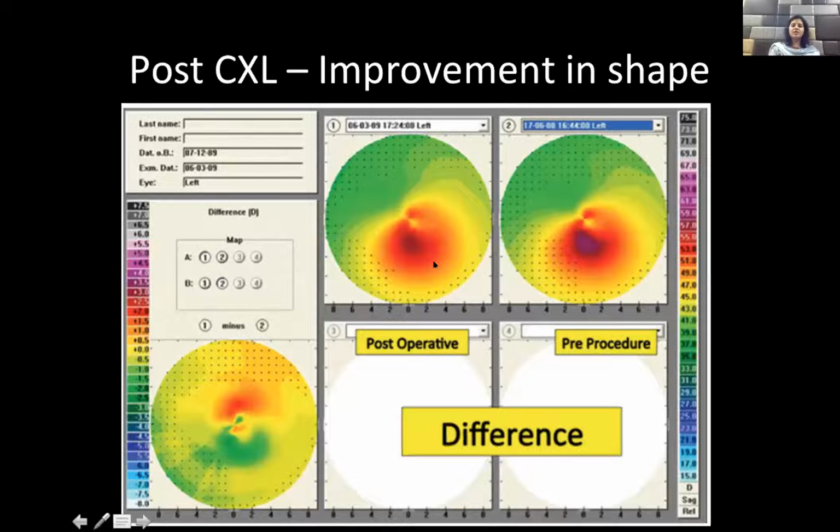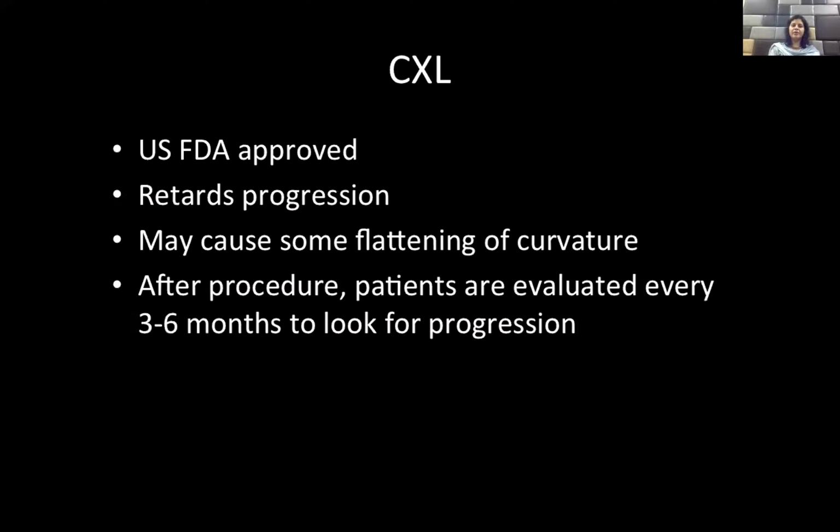So collagen cross-linking also improves the shape, and it is US FDA approved as of 2016. It retards progression. That is, it will not stop the keratoconus from progressing. It will decrease the speed at which it progresses. There may be some flattening of the curvature. Patients are evaluated every 3 to 6 months to look for progression.